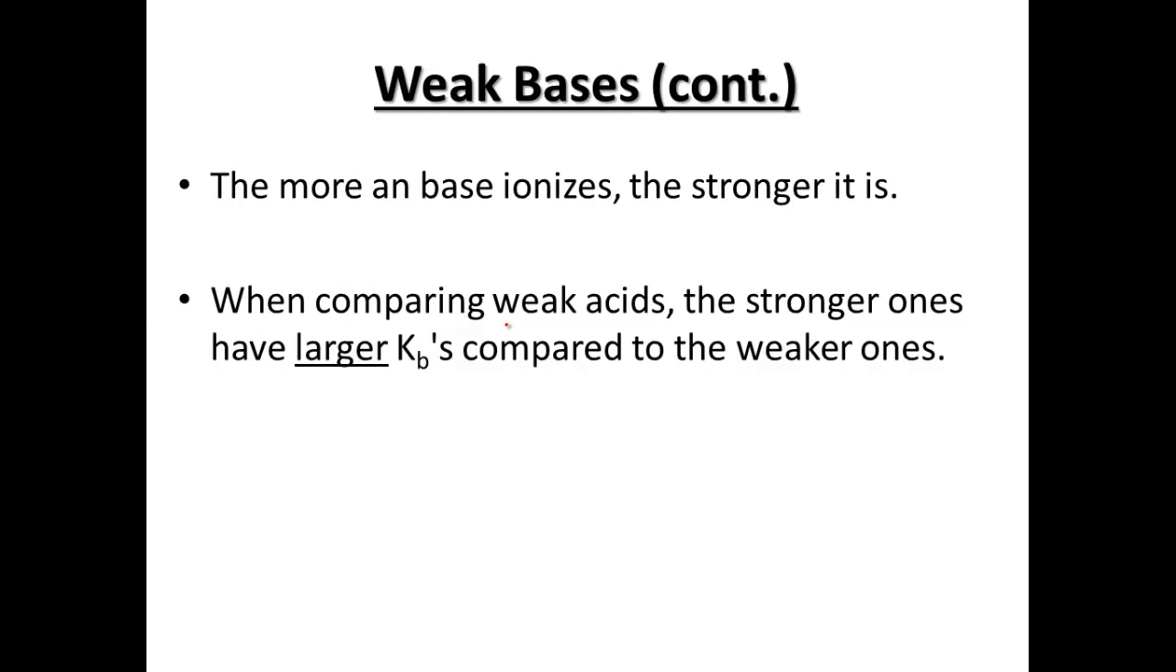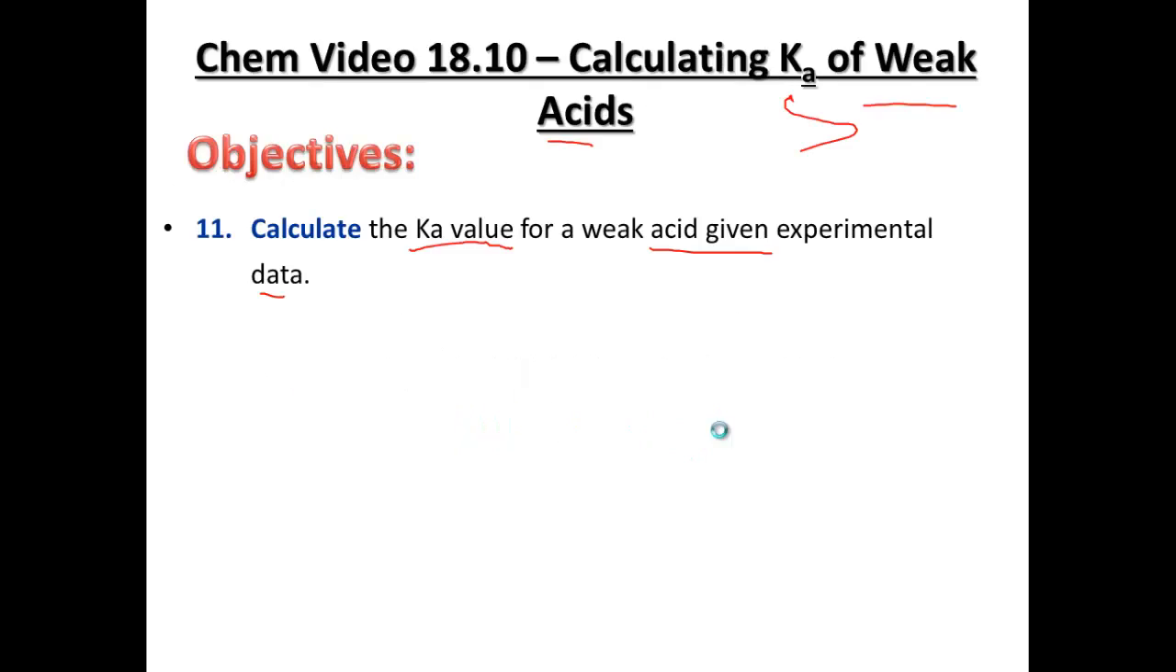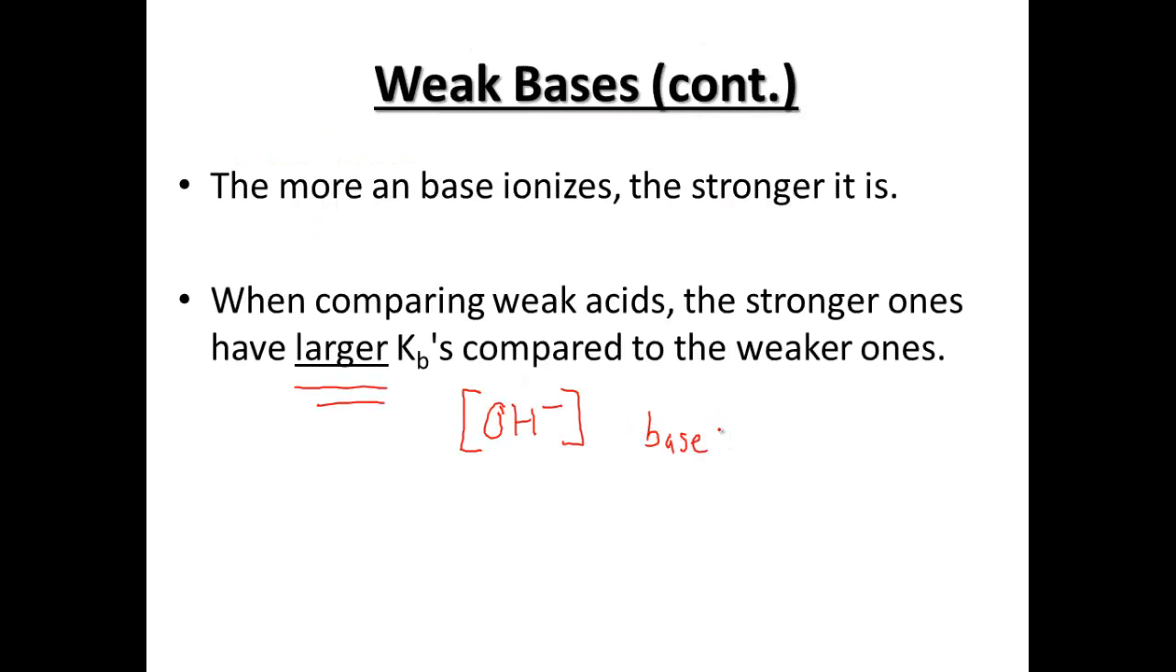Now for the ionization of bases, the larger the Kb, just like with acids, the stronger the base is, meaning the more OH we're going to produce, because the concentration of the OH is what causes the substance to be basic. And that will be the end of our section here on comparing strong and weak bases together.